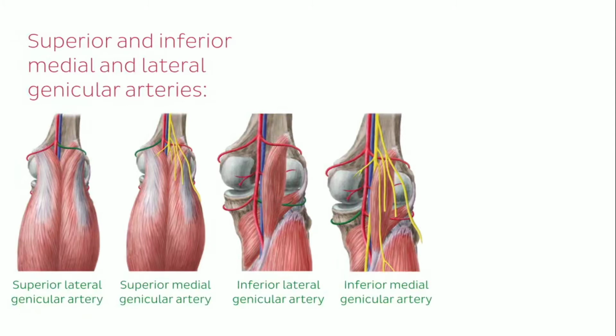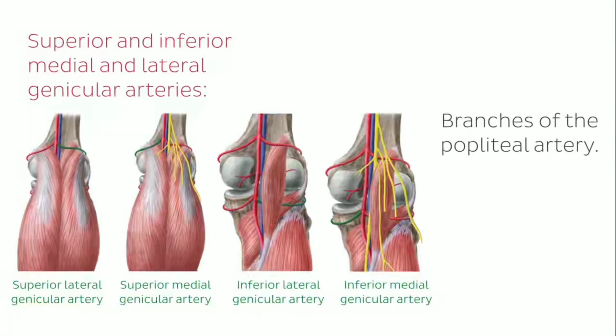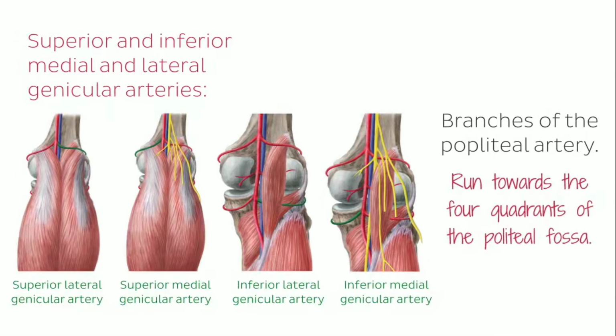These arteries are all branches of the popliteal artery, and the 4 genicular arteries run towards the 4 quadrants of the popliteal fossa. They form anastomosis in order to create an arterial network so that good blood flow is granted in this region of your body.